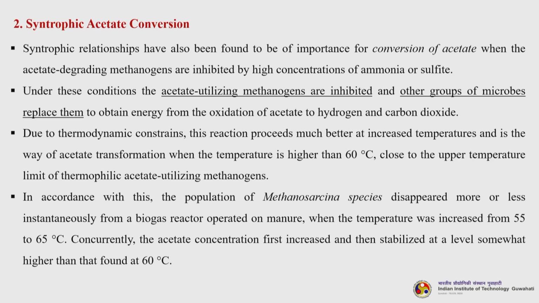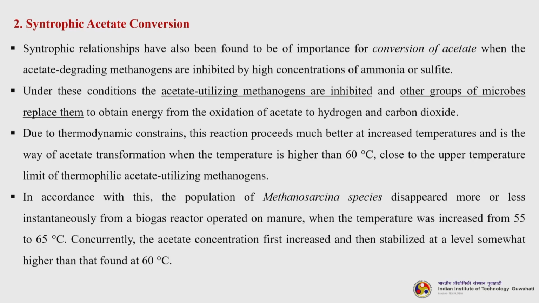Okay. In accordance with this, the population of Methanothermobacter species, which is one of the methanogen species, disappeared more or less instantaneously from a biogas reactor operated on manure when the temperature was increased from 55 to 65 degrees centigrade. Concurrently, the acetate concentration first increased and then stabilized at a level somewhat higher than that found at 60 degrees centigrade.